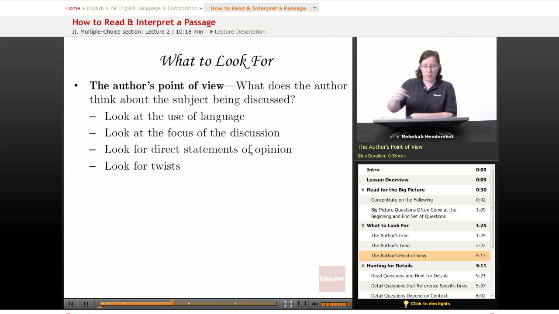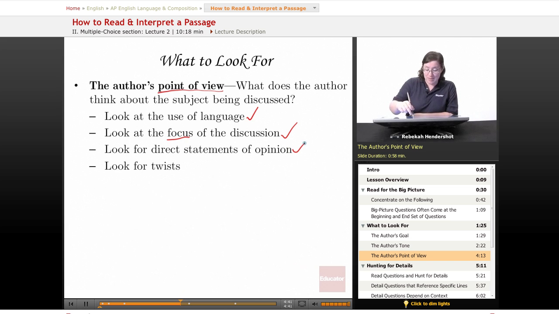All right, now we look for point of view. You will probably have to answer questions about that, so ask yourself, what does the author think about the subject being discussed? Does he or she have an opinion on this? So look at the use of language. Sorry, this is that old look at the vocabulary thing in disguise. Again, if he has a choice between 2 or more words, a positive word and a negative one, ask yourself, why did he choose this one? Look at the focus of the discussion. Look at the stuff that gets the most screen time or the most word time, I guess.